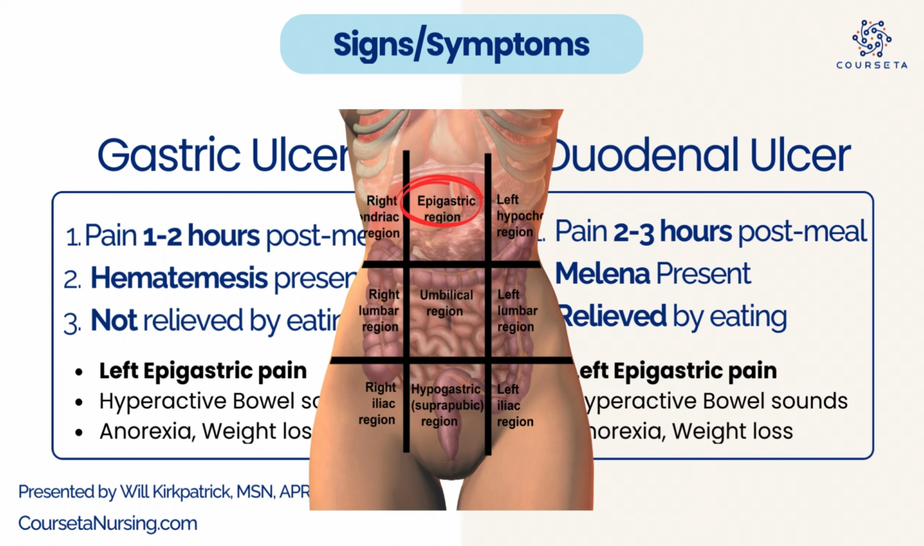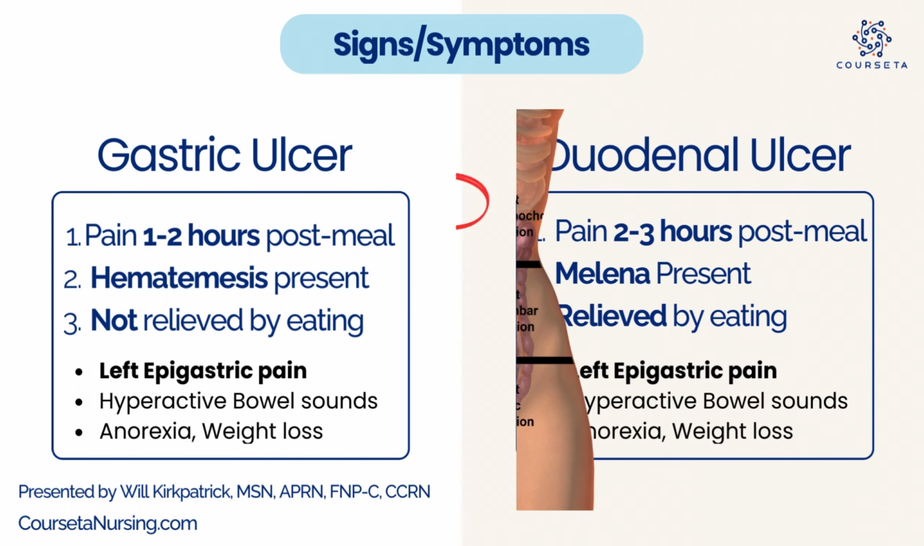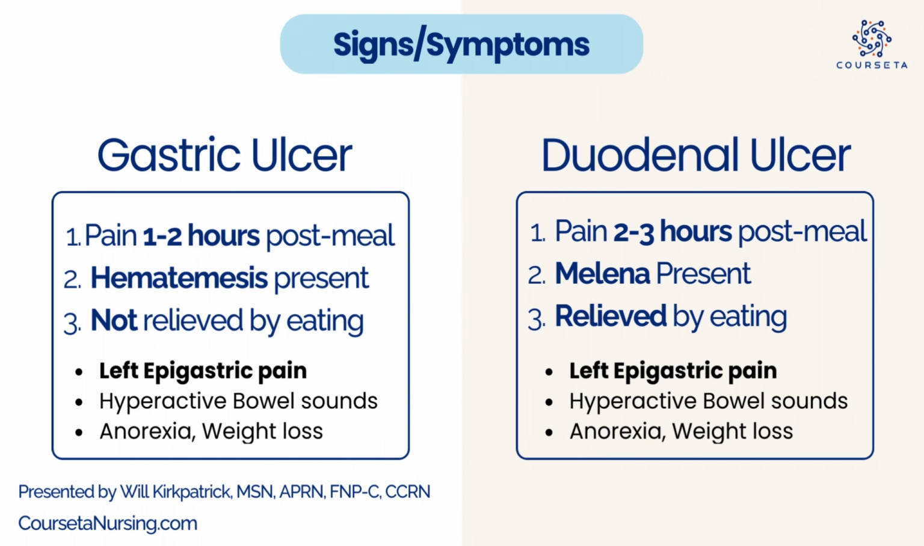We talked about how gastrin increases gastric motility, so one of those signs and symptoms is also hyperactive bowel sounds. And we also talked about how somatostatin is decreased, so you could expect some weight loss because of malabsorption. And then anorexia is also a possibility because of the pain involved.